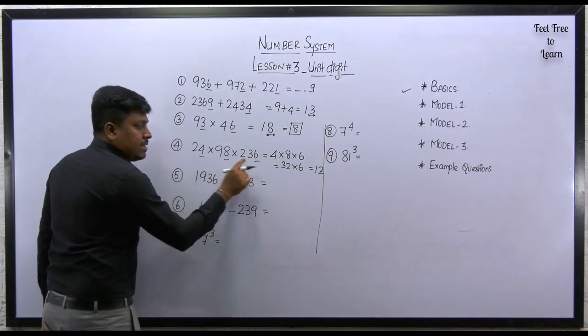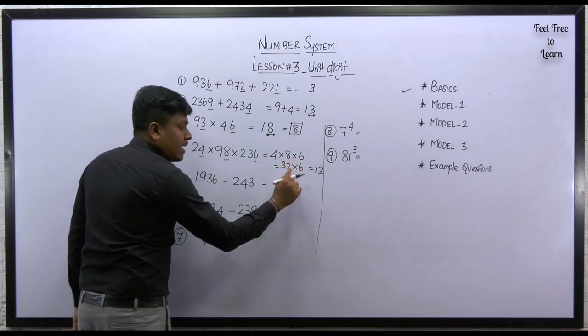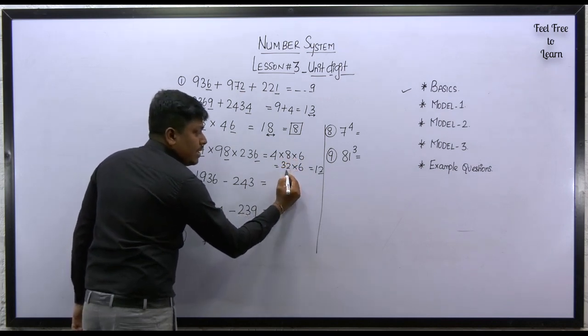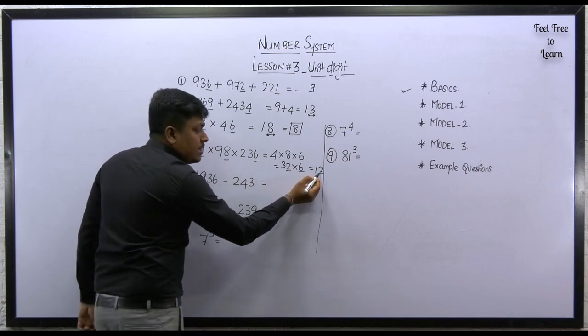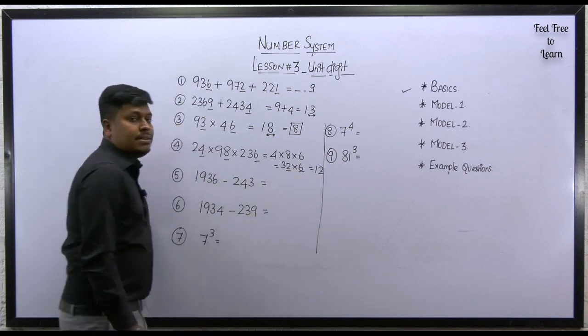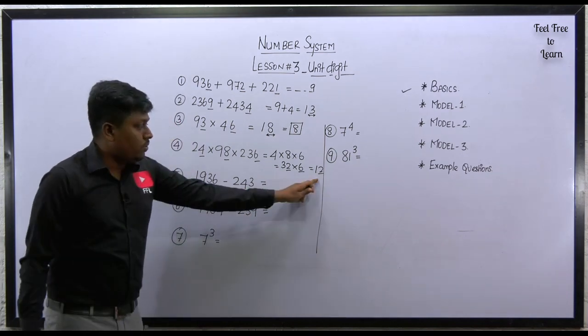Friends, understood what I did? So 4, 8 and 6. So 4 into 8 is 32. Remaining we have 6. Again target the last number. So here 2, here 6. 6 into 2 will be 12. So we can see the last digit of the final answer is 2. So finally we can say that the unit digit of question number 4 is 2.